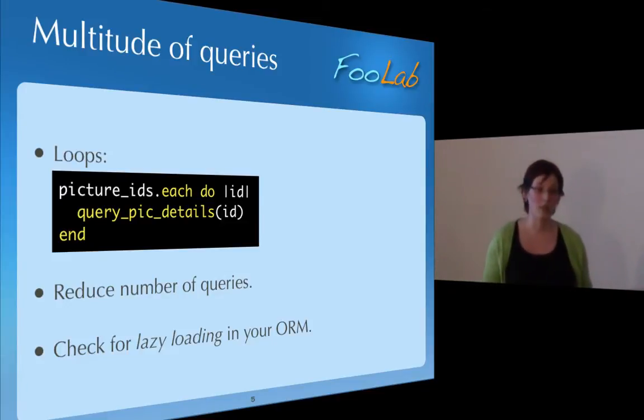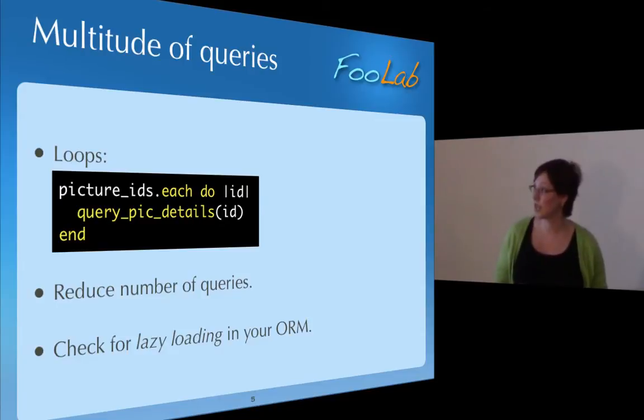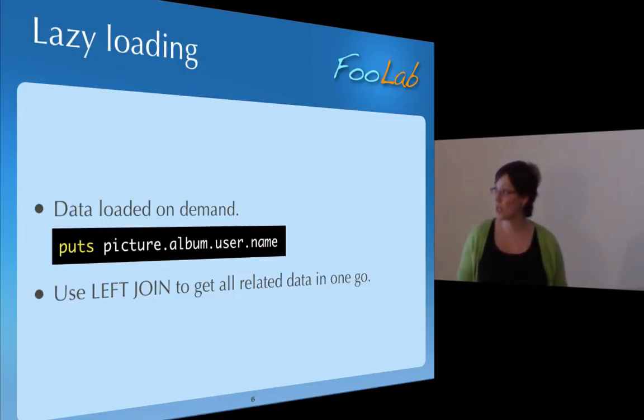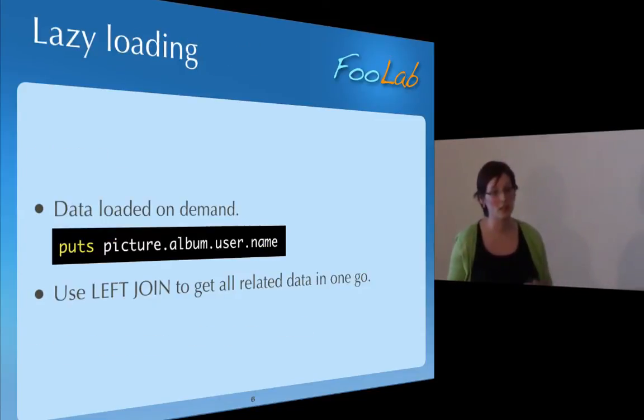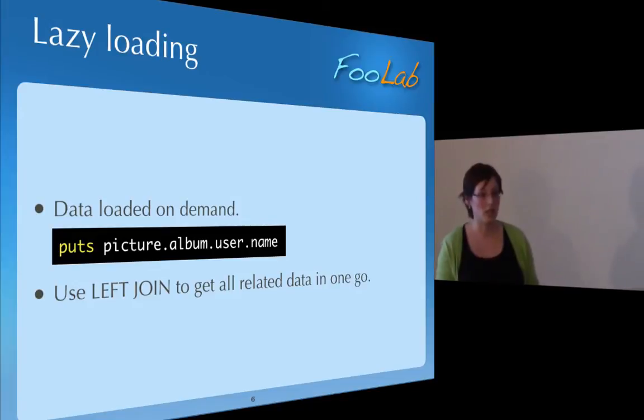There are ORMs such as Data Mapper or mostly Active Record that use lazy loading. Now we'll also talk about that. So lazy loading is when you load that data on demand. So every time you request a field or a relationship, you fetch another record. And what you can do is use left join in your queries in order to get all related data in one go.